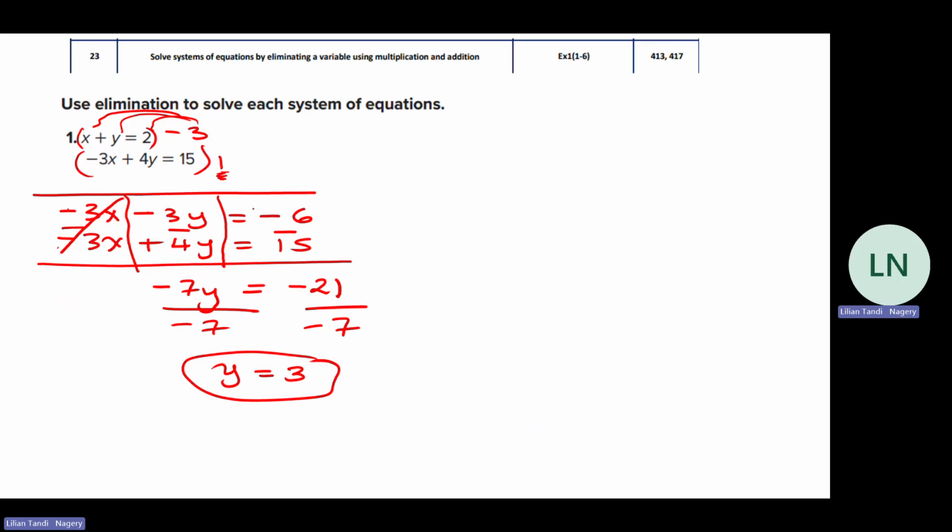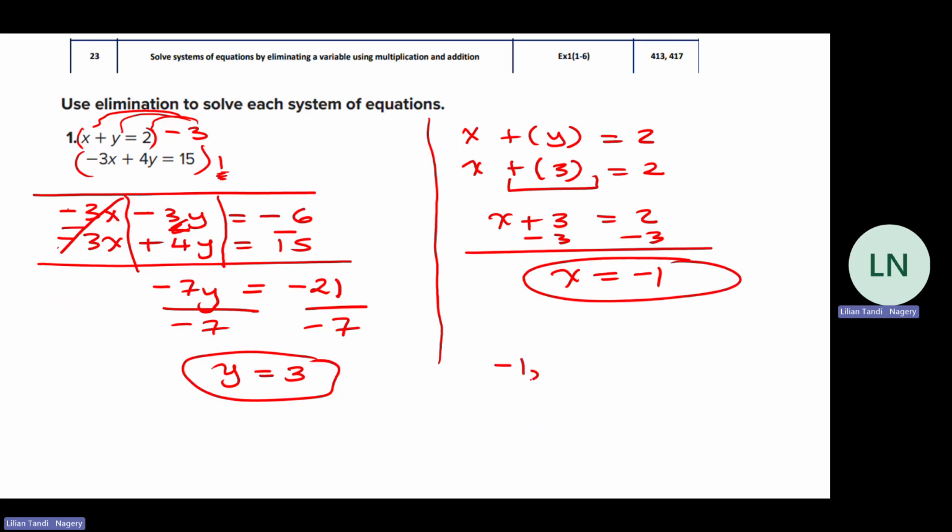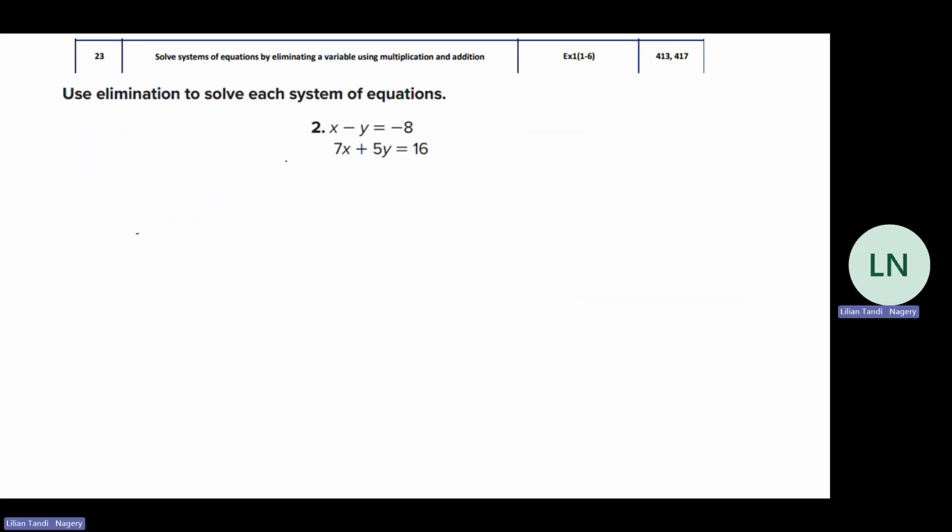Then I will find x. I will use the first equation. So x plus y equals to 2. X plus 3 equals to 2. This becomes x plus 3 equals to 2. Minus 3, minus 3. X equals to negative 1. And this is negative 1, comma 3. And you box your answer. This is your x, this is your y. Okay.